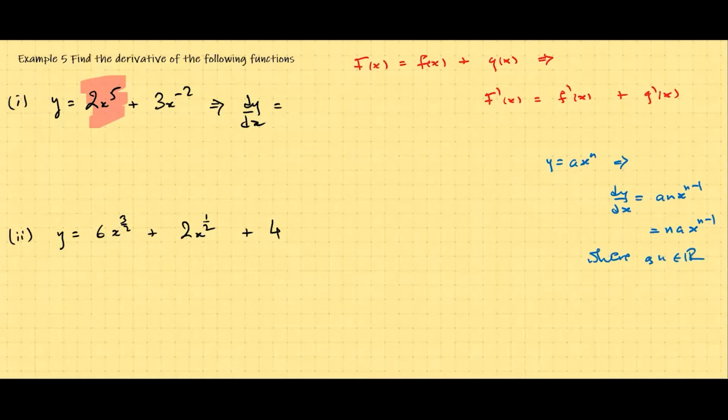So we're going to use this result in blue to differentiate the first one, which is going to give us 10x. And again, we're going to go back and differentiate the second one, which is going to give me 3 times minus 2, which is minus 6, x to the, if I subtract 1 from minus 2, I'll get minus 3. So the derivative actually turns out to be 10x minus 6x to the minus 3.